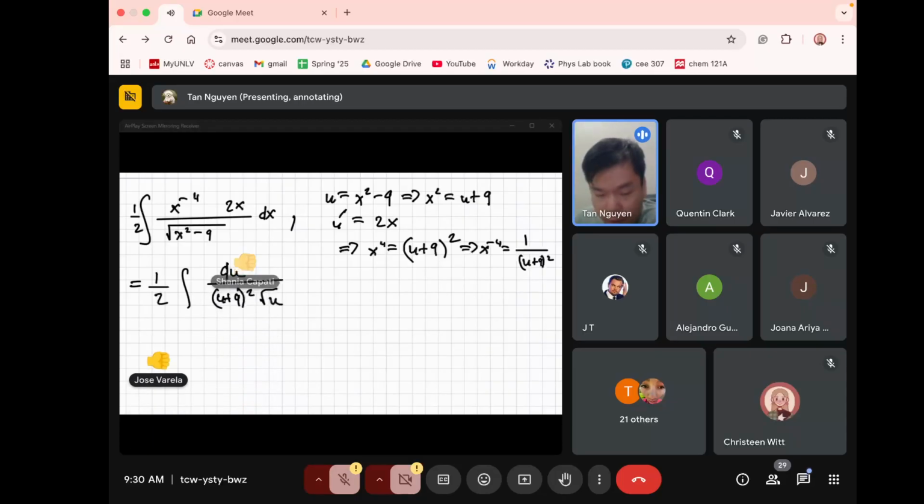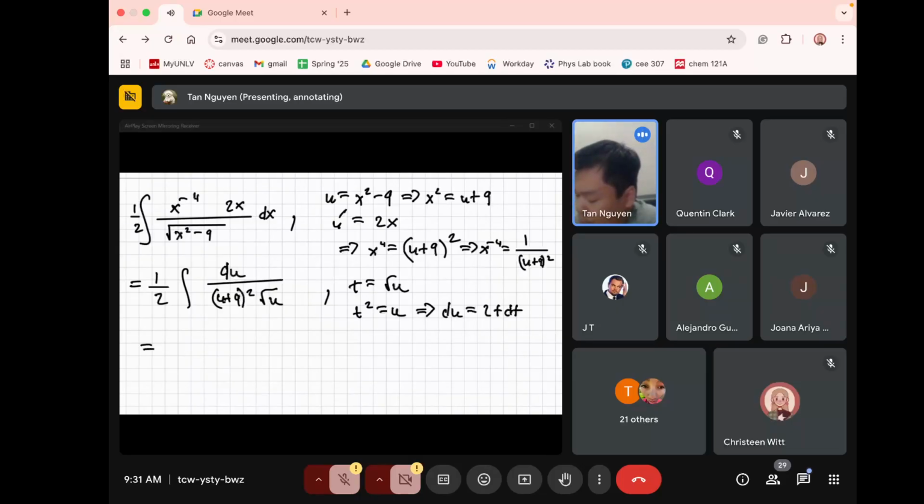Okay, in this case, this is linear. So let's make the substitution t equals square root of u. From there, t squared equals u. This implies that du is equal to 2t dt. Okay, plug it in. This is equal to 1/2 integral of 2t dt. U is t squared, so t squared plus 9 squared, and the square root of u is just t. The t cancels, the 2 cancels. That's just the integral of dt over t squared plus 9 squared.